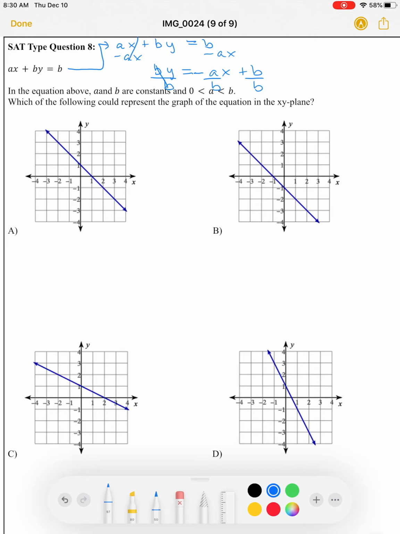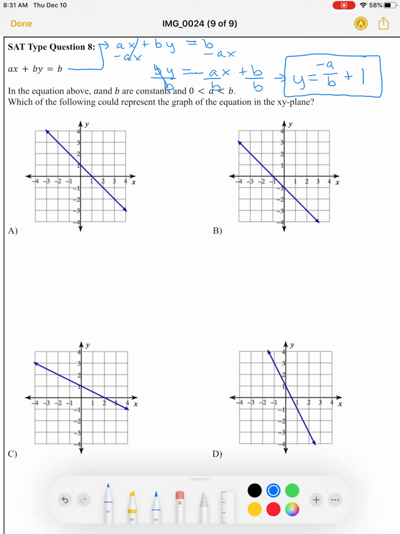Simplifying, the b's cancel because b divided by b is 1, and 1y is just y. So we would be left with y equals negative a over b x plus b over b. Again, those b's cancel, but they cancel to the value of 1. That doesn't make a difference for the left side because 1y is just y, but on the right we still need the 1 as a placeholder. So we're going to put a 1 there.